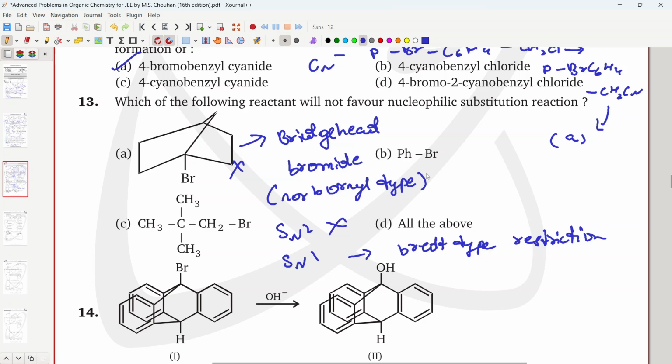Now, para-bromobenzene. The aryl carbon is sp2. So SN1, a phenyl cation, is impossible. SN2 backside attack on an sp2 carbon is also impossible.